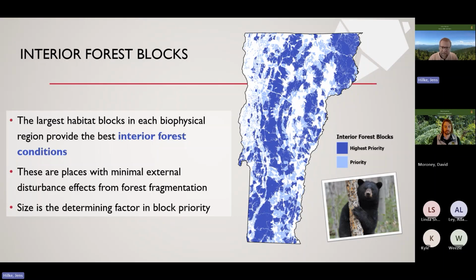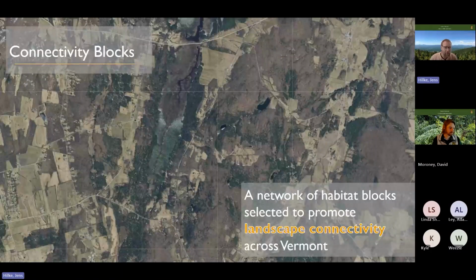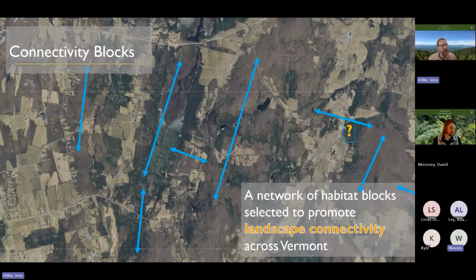So the next component of the design is connectivity. And here we're talking about the network of habitat blocks that promote landscape connectivity across Vermont. As you look at this aerial photo, you can see that some of these forests are better connected to one another and are absolutely functioning together. Some of these connections are a little bit more tenuous. But the idea is, what's this backbone of connectivity across Vermont that allows for wildlife movement.